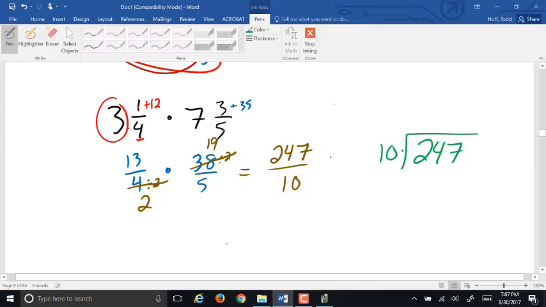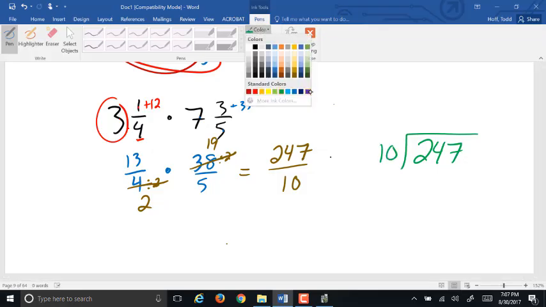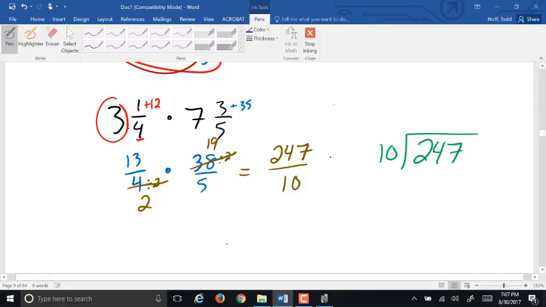Perfect. Some of you can do that in your head because it is dividing by 10. But let's go ahead and do it the long way. You're just going to do a long division with a remainder. 10 can't go into 2, but it can go into 24 twice. 2 times 10 is 20. Leaves us with 4. Bring down the 7. 10 goes into 47 4 times. 4 times 10 is 40, and there's 7 left over. So that's 24 7/10.